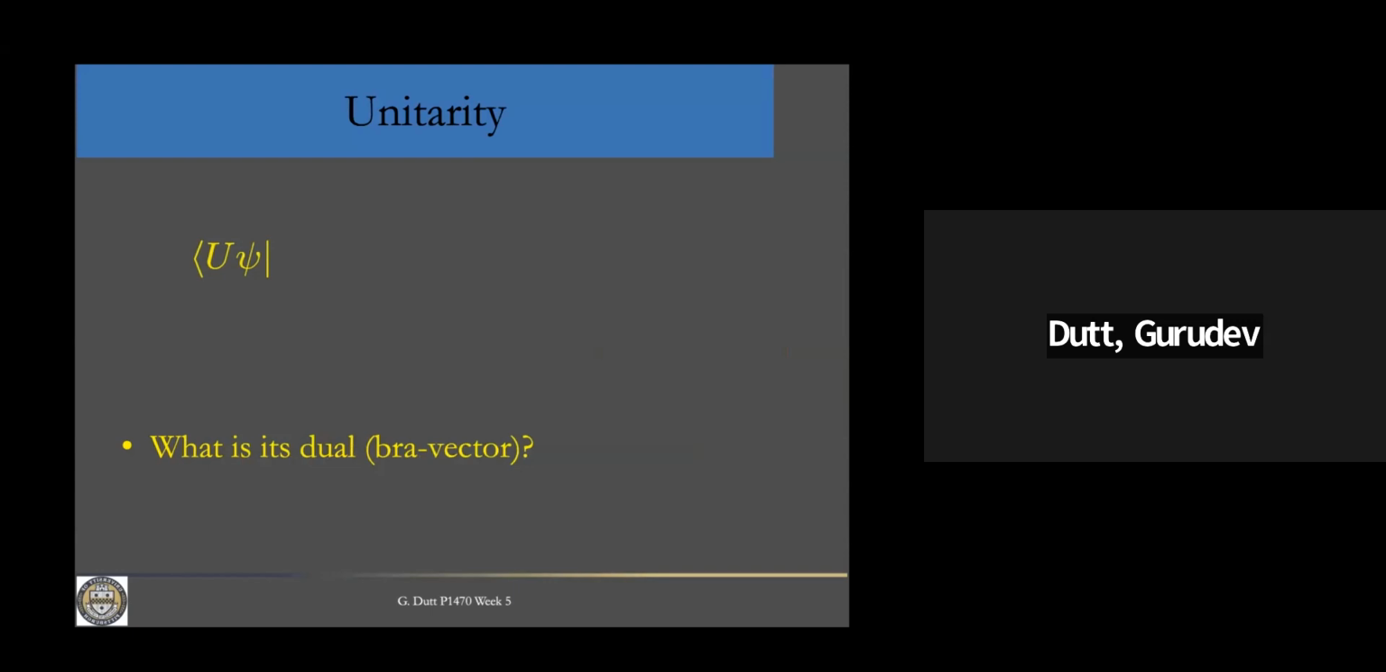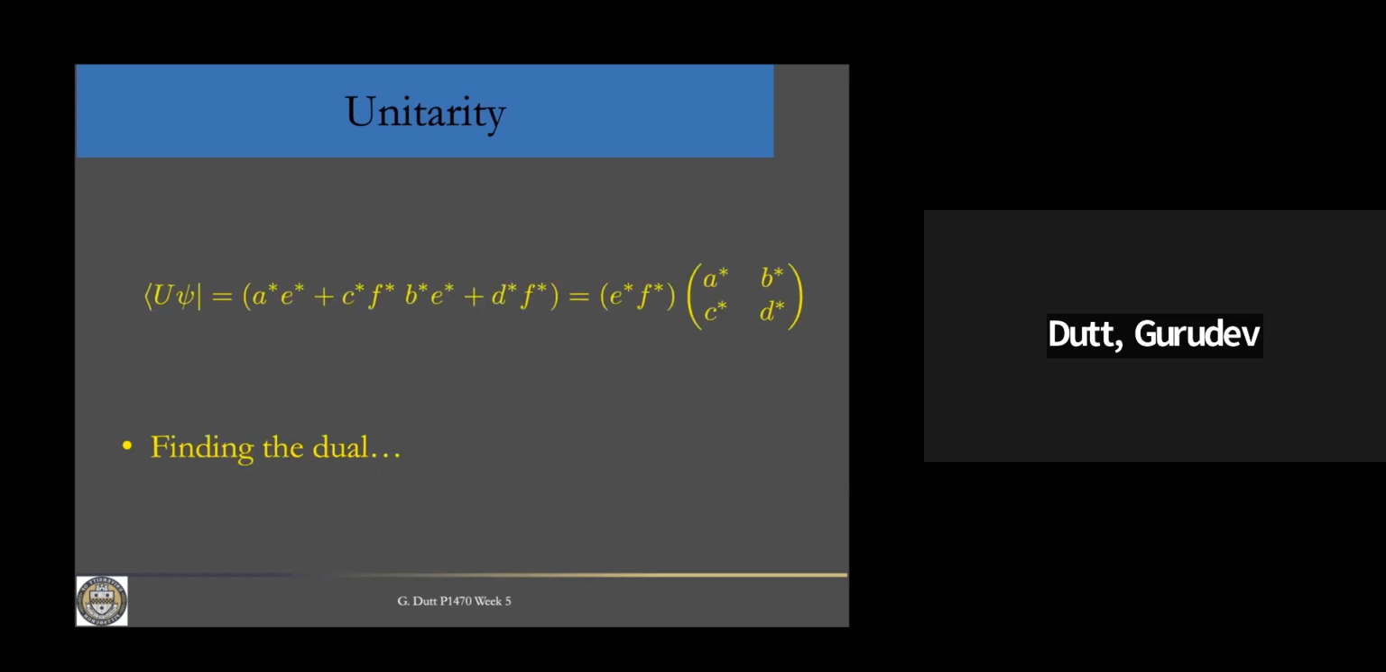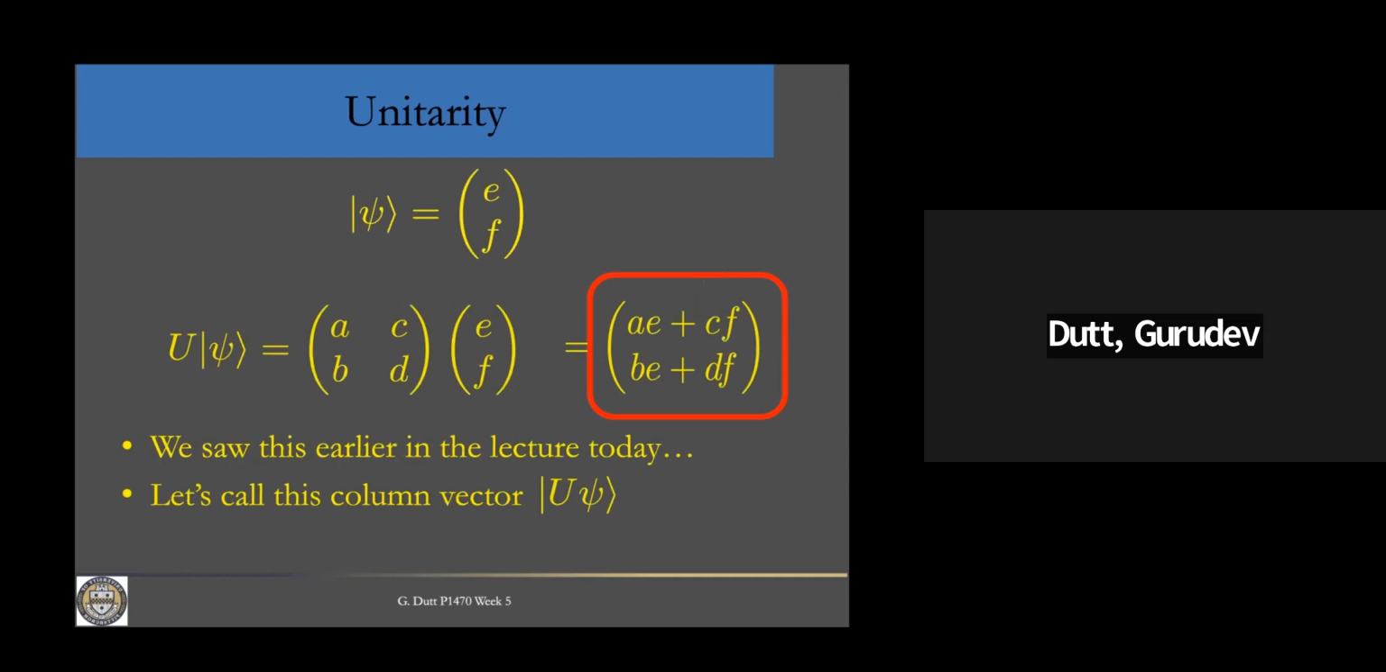But remember that to every state in the ket space, there must be a dual, right? The bra vector. So we want to find the bra that corresponds to the state that we just wrote down, which is ket U psi. What is this state? Well, it is just found by taking this column vector and finding its conjugate transpose, right? So a row vector with the conjugate of each of these elements. Okay, everyone okay with me here?